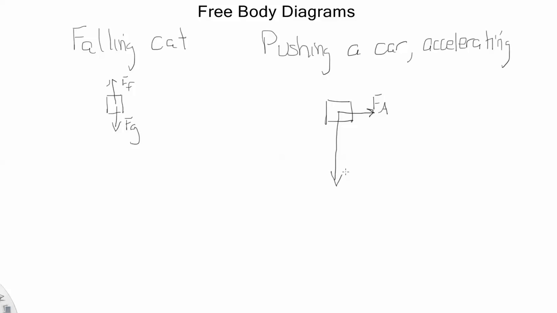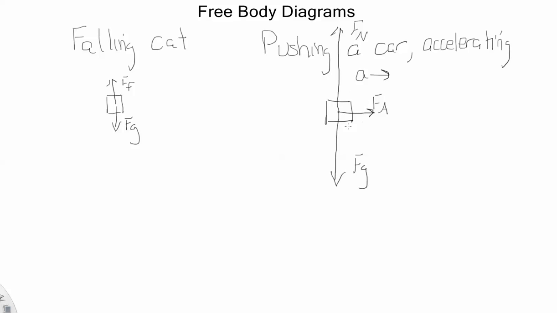Now I'm making this just larger to show that the weight of the car is going to be quite a bit more than the force that I'm pushing the car with. And also, if force of gravity is going down, these forces should be balanced. So that means I'm going to have my normal force about the same length as my force of gravity. Now this car is going to be accelerating. I'm going to say it's accelerating to the right.